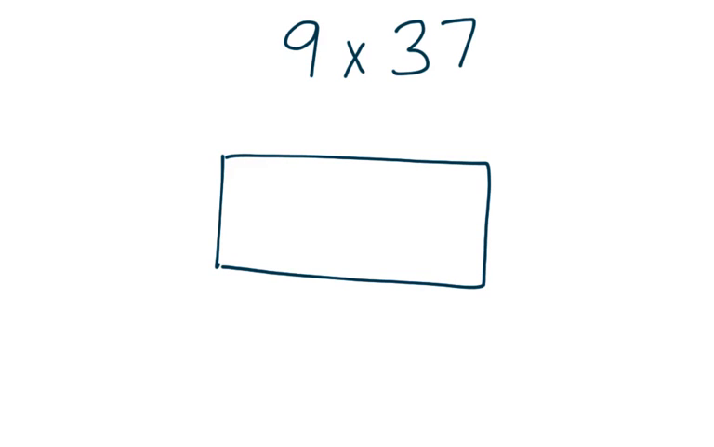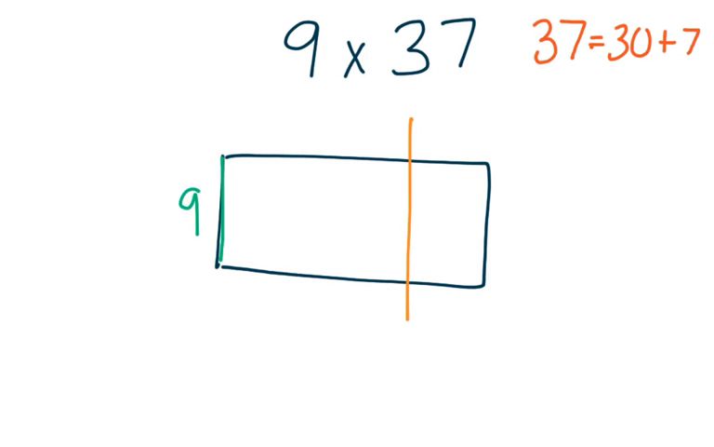All right. Let's see how you did. I just drew my rectangle. Now I'm going to expand my number 37 into 30 plus 7. And I'm going to label my parts of my rectangle. My height is going to be 9. And I'm going to split my other part into 30 and 7.